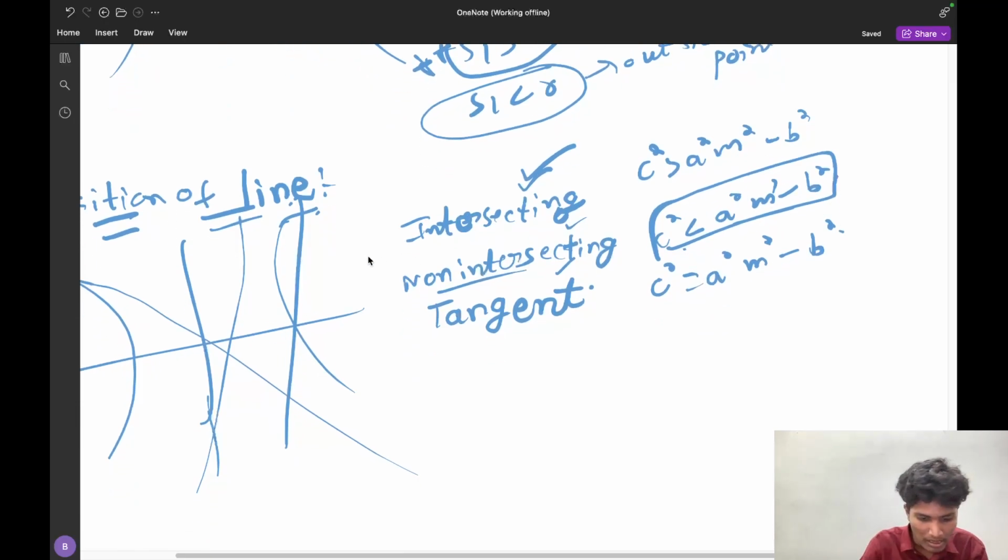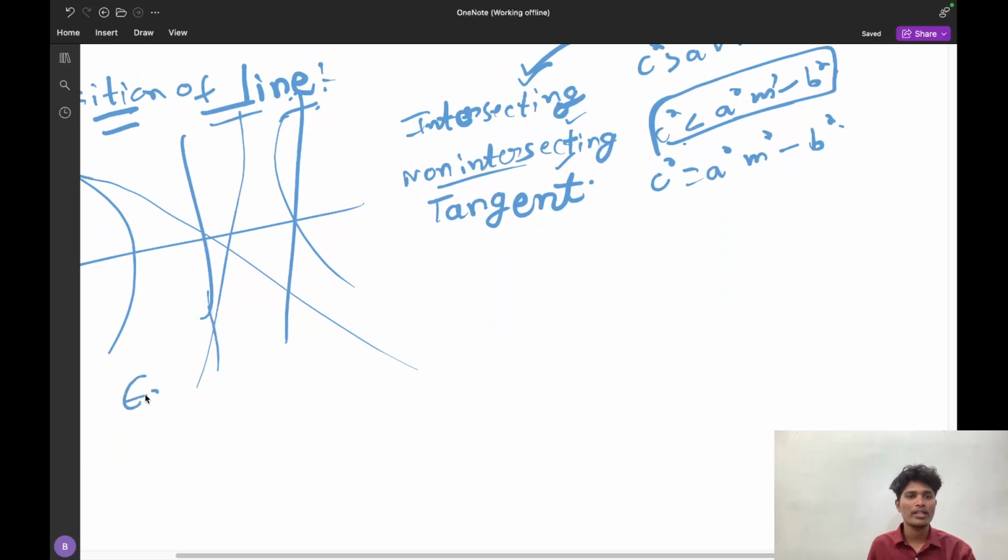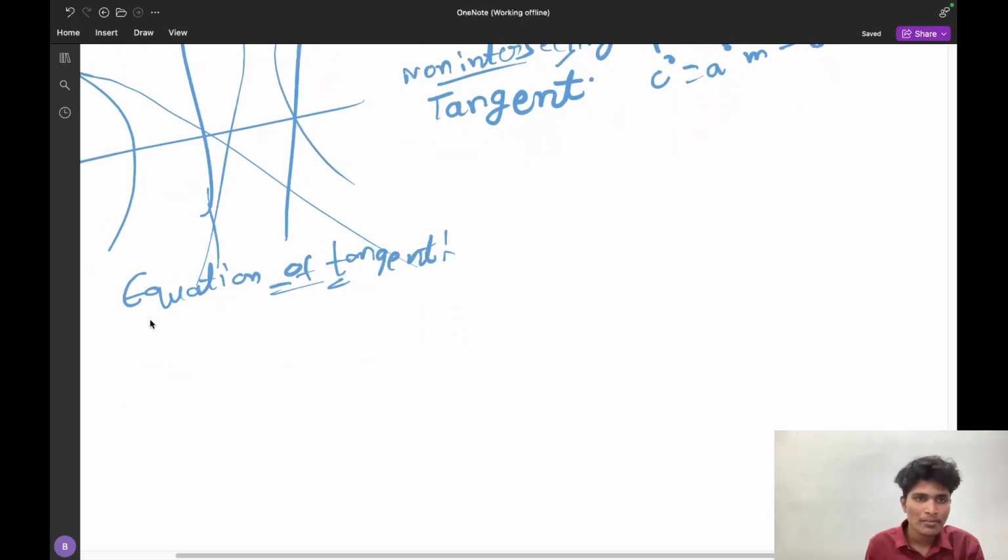So the position of point and line is completed. Now we will discuss the important thing, that is the equation of tangent in various forms. After discussion of the equation of tangent, we will discuss the equation of normal. So what is the equation of tangent? First, we will consider the point form.